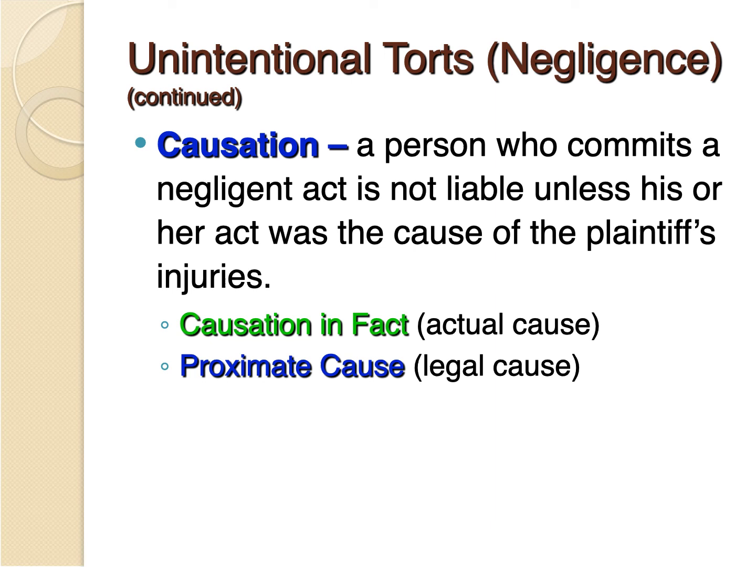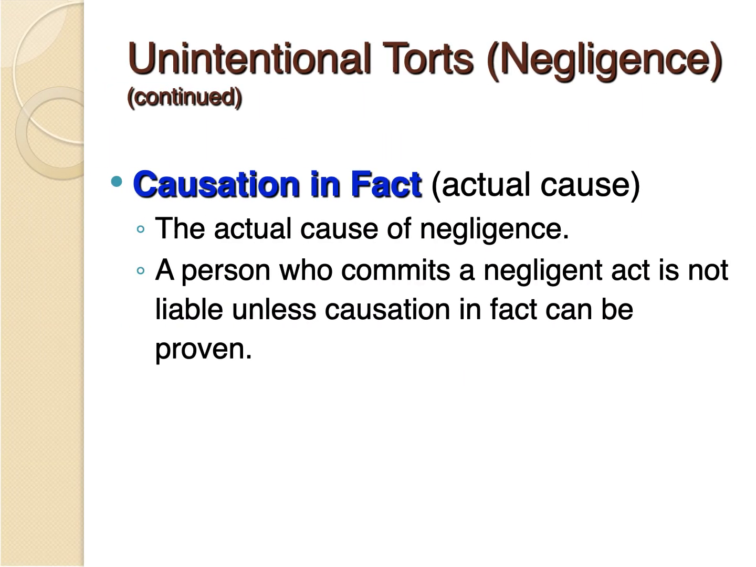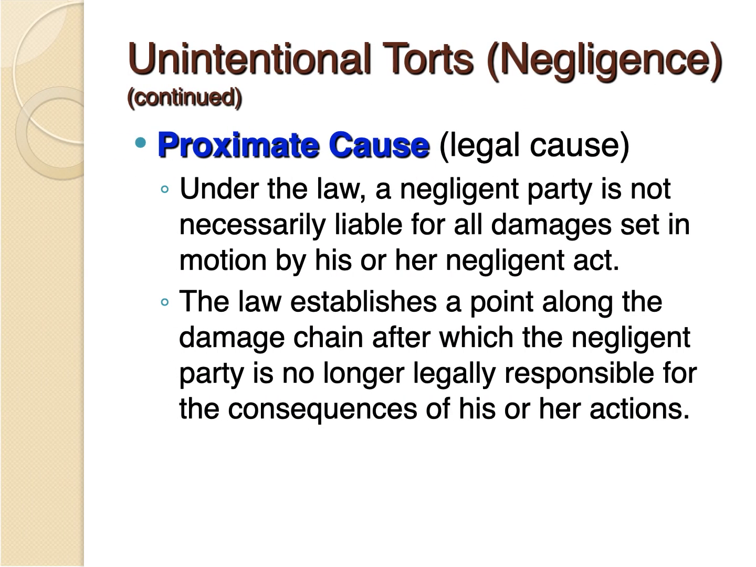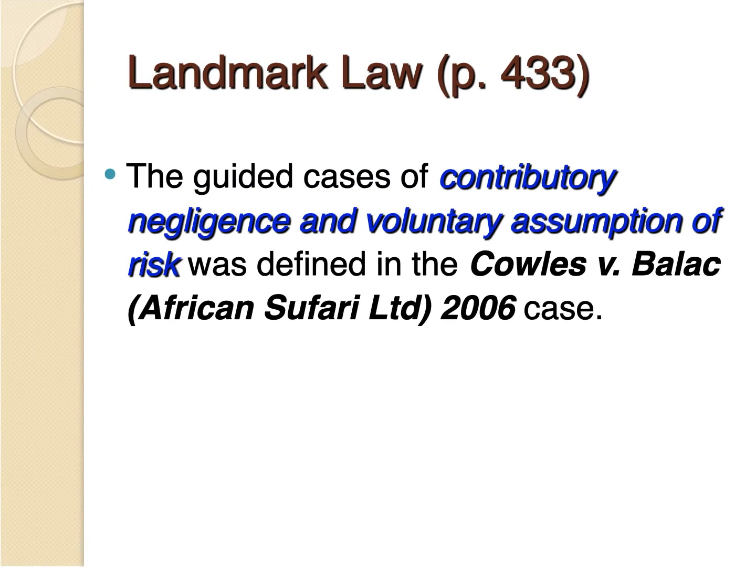So actual cause or legal cause, causation in fact or proximate cause. The actual causation is the actual cause of the negligence, whereas the proximate cause is a legal cause. Under law, a negligent party is not always necessarily liable for the damages set in motion by the negligent act, but the law establishes a point along the damage chain at which the negligent party is no longer legally responsible for the actions. It's quite a bit, but we're going to look at this case study right now to get a better idea about negligence.